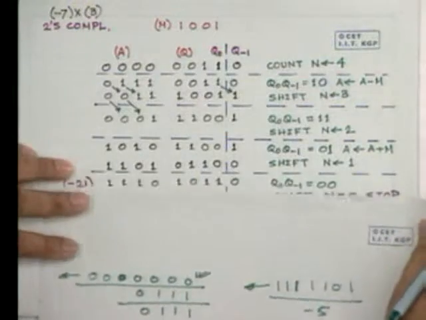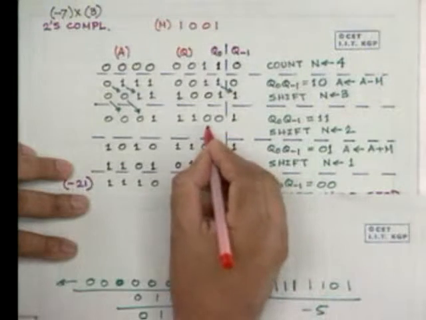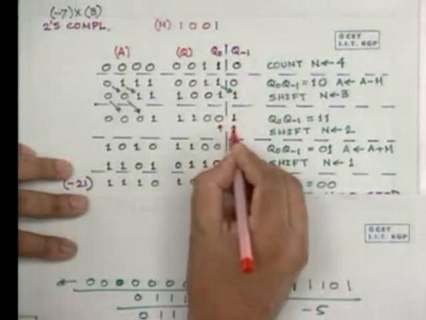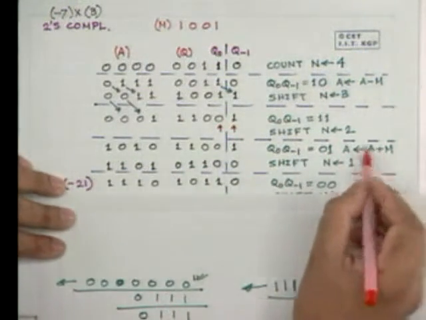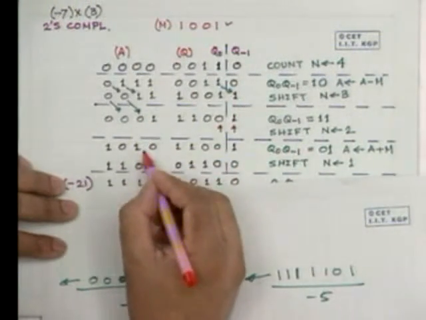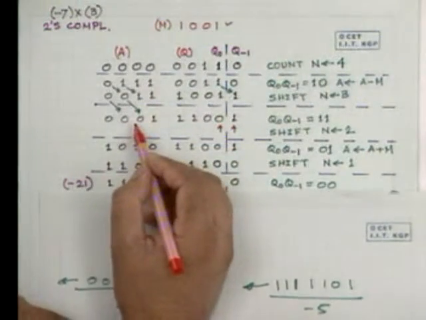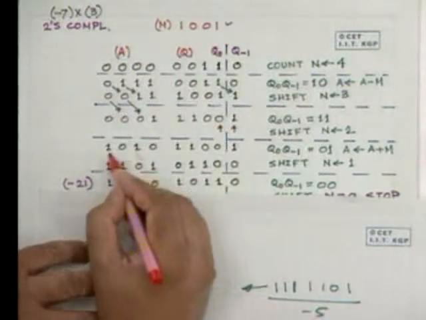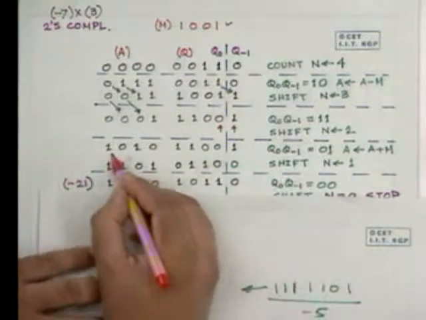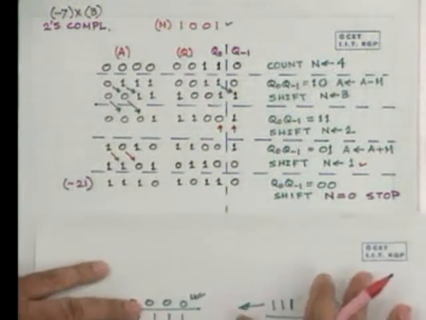Then next we see Q0, Q minus 1 is 0 1, therefore we add. We take this one, add with this one to get this result. M plus A, whatever is the content of A, these two are added and we get this one. Then once more we shift right and reduce the count. Therefore, this comes here, and the shift count is reduced to 1.